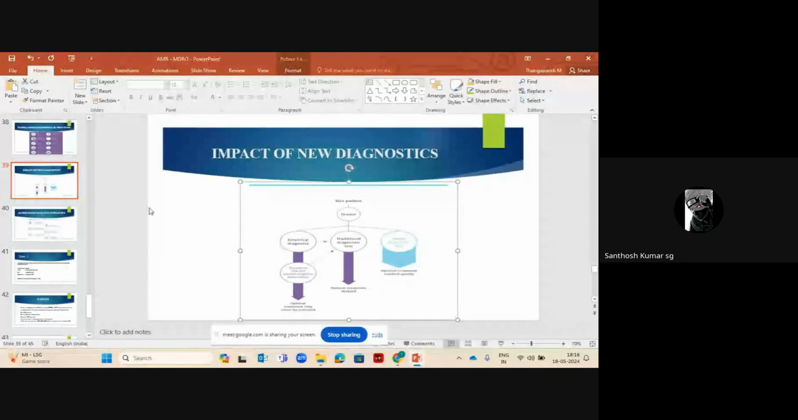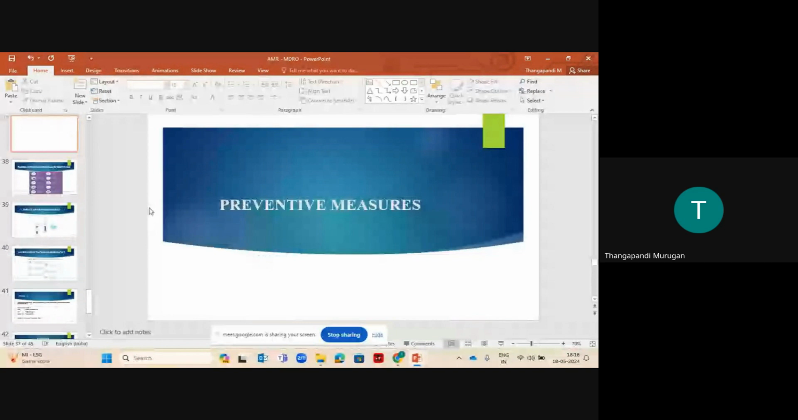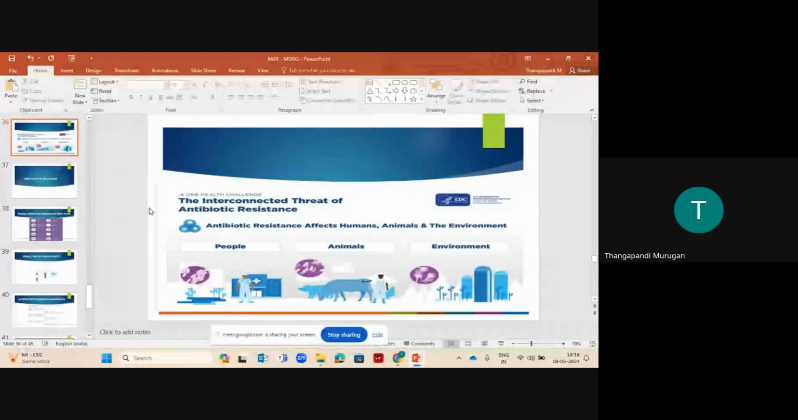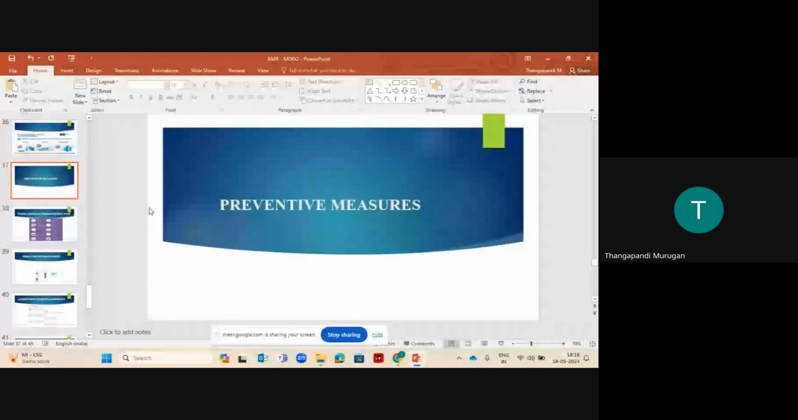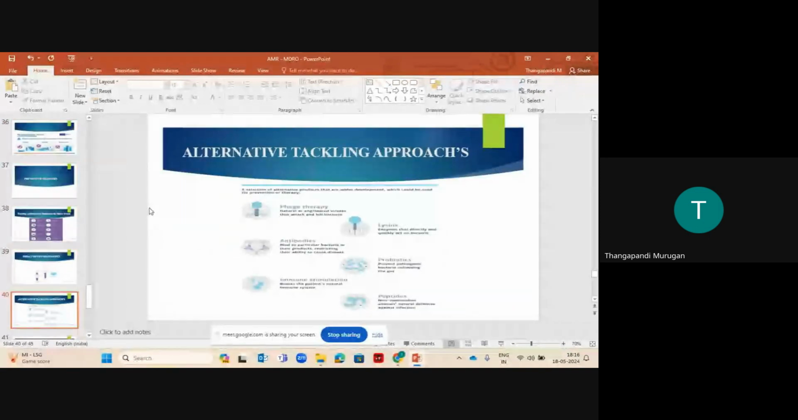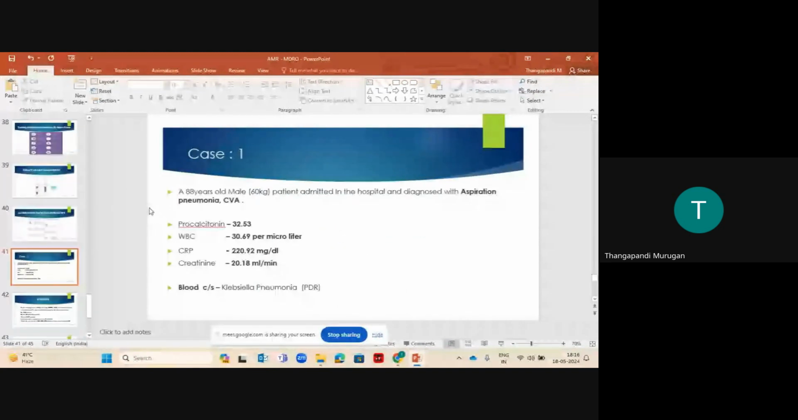No, sir. Okay. Here you can see that resistance is interconnected among people, animals, and the environment. If you look at the CDC or WHO website, you will have more idea. And there are alternative therapies for tackling this antimicrobial resistance: phage therapy, and more advanced ones like immune stimulation, antibodies, peptide treatment and all. And then I'm finishing my presentation with the last case discussion.